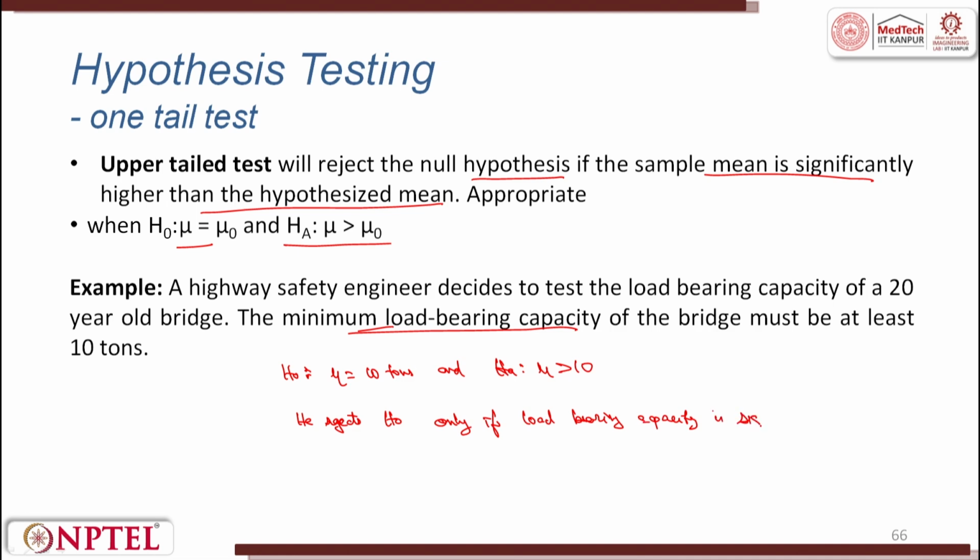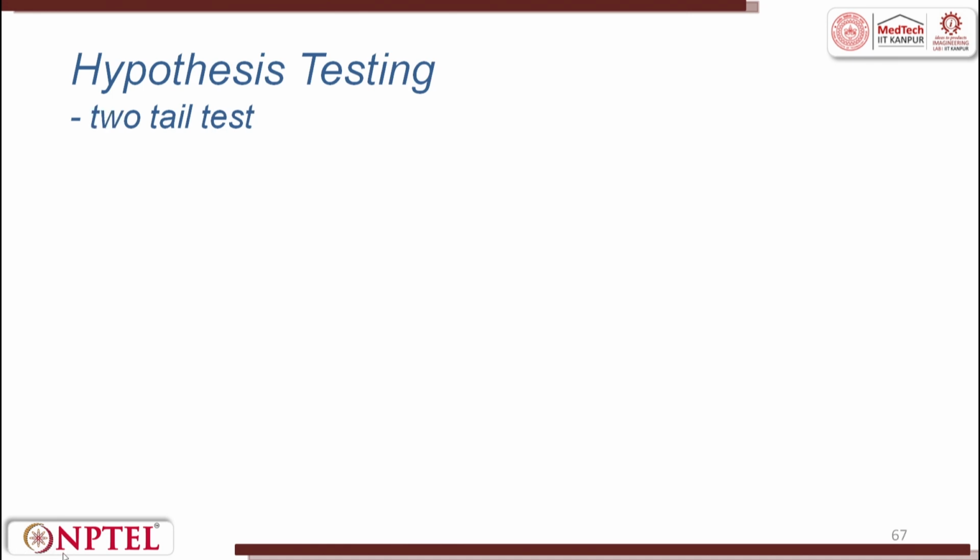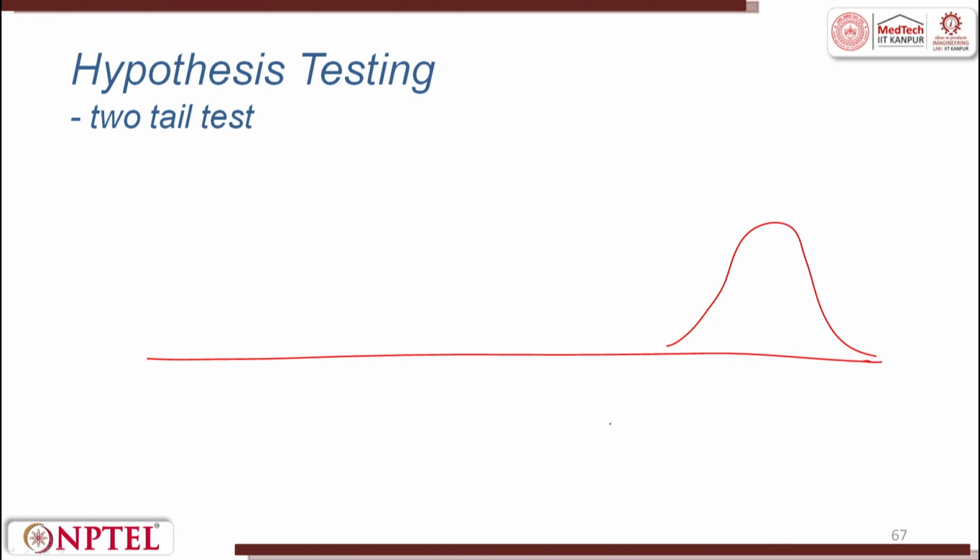Is it significantly higher than 10 tons? Here the key word is significantly, based upon the significance that you set. For that, let me just draw the different scenarios. There could be a two-tailed test for a frequency distribution. It is the normal curve, where on the left hand side and right hand side you have a two-tailed test. In between, if your observation falls, we do not reject.